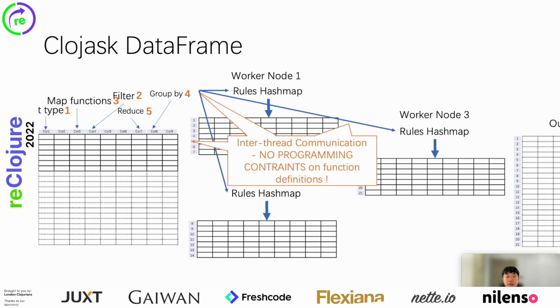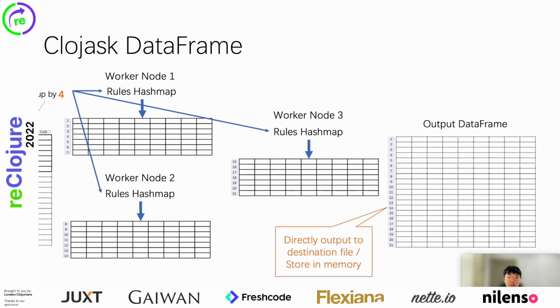One of the biggest advantages of Clojask is the autonomy in programming, and this is enabled by the inter-thread communication between worker nodes. Function definitions are passed to worker nodes at runtime, so no more compilation, no more programming constraint on function definitions. Finally, the output data frame will be directly written to the destination file for a large dataset to reduce memory consumption.